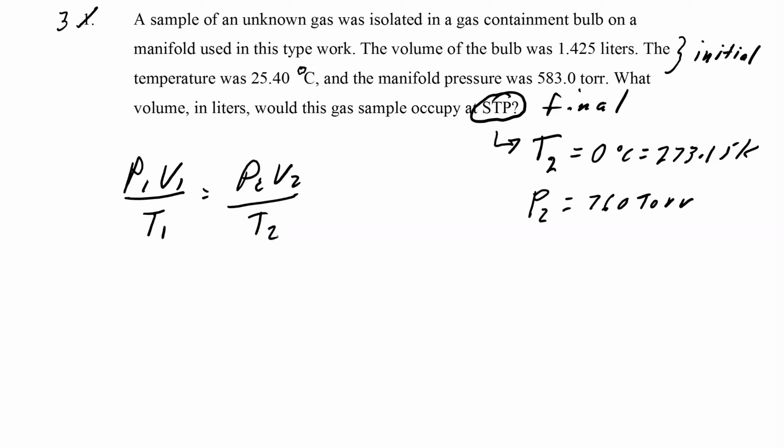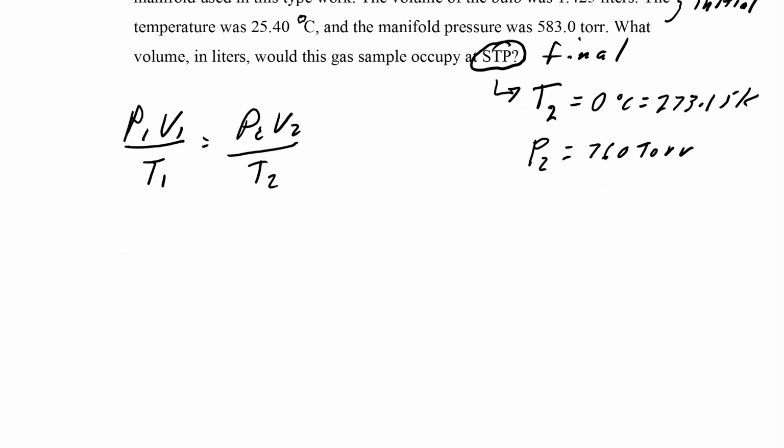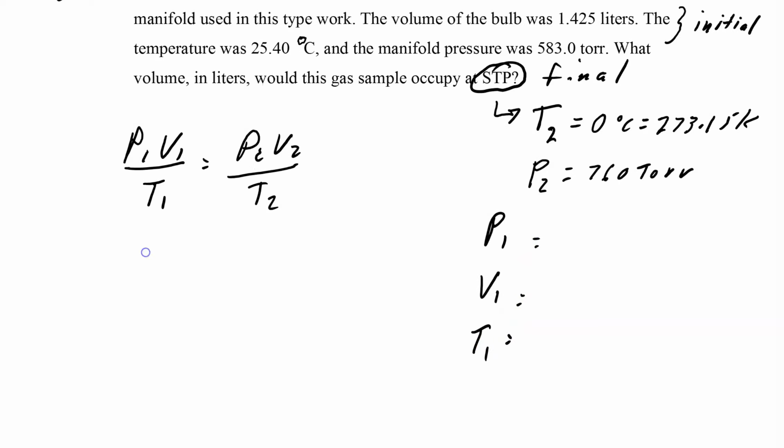I've already assigned the variables for T2 and P2. Now let's do the same for the other initial variables. We have P1, V1, and T1. P1 given in the problem at 583.0 torr. V1 given at 1.425 liters.